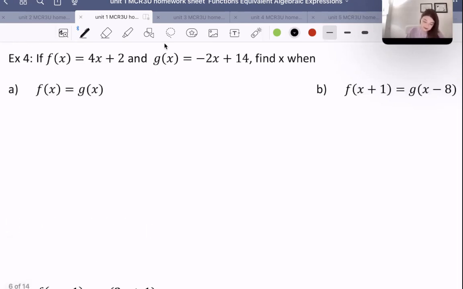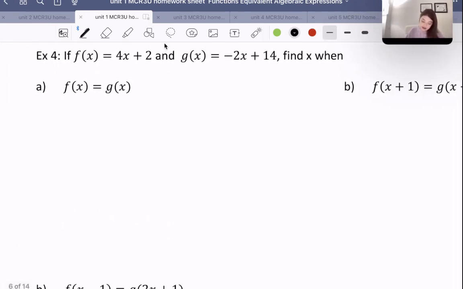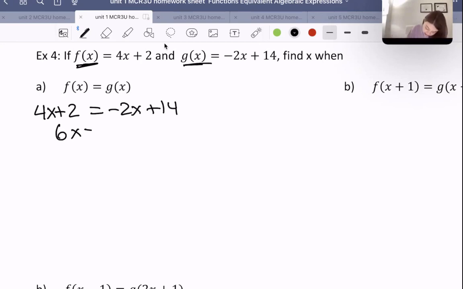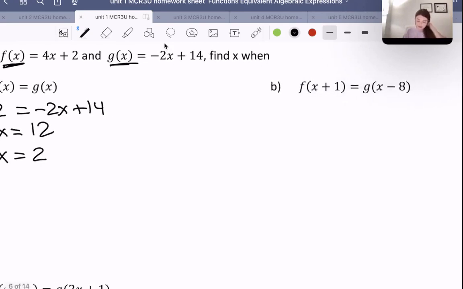The first one says if f of x is equal to g of x, if they're the same, what's the x value here? So if 4x plus 2, which is the same as f of x, is equal to g of x, which is negative 2x plus 14, then what's x? That means 6x is equal to 12, therefore x is equal to 2, so x is 2 is our answer here.